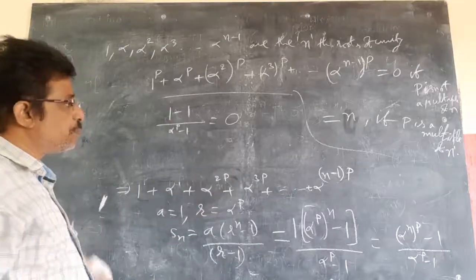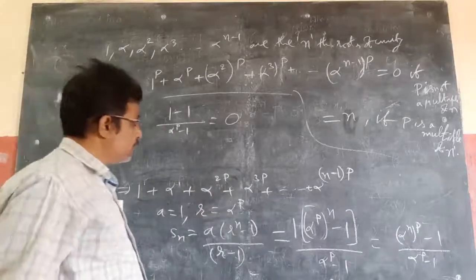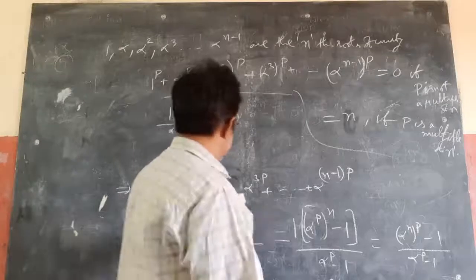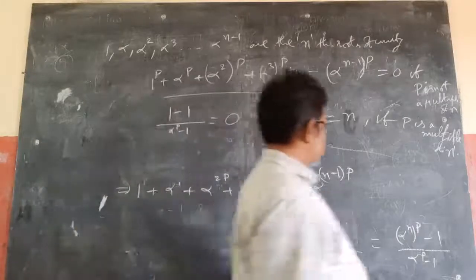What happens if p is a multiple of n? If p is a multiple of n, what happens to the same series?